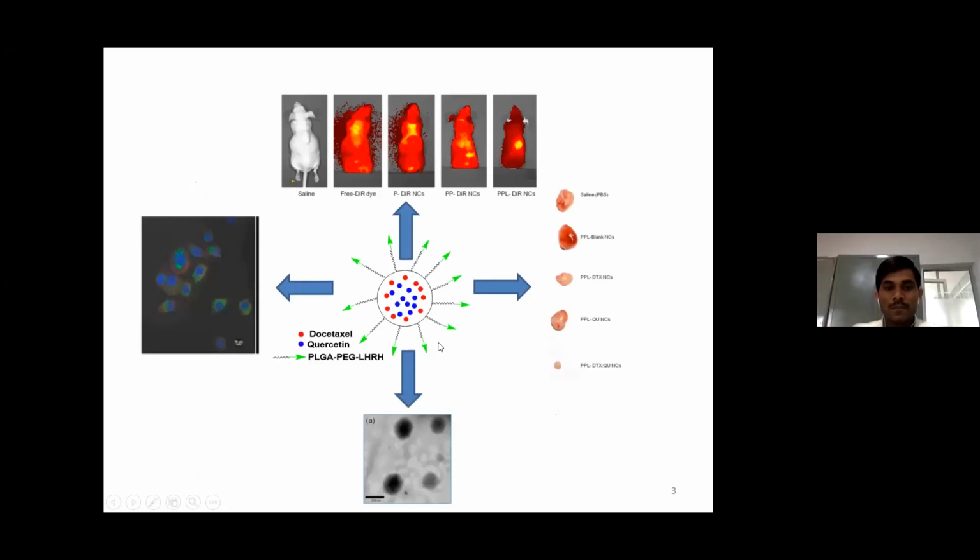In another work, LHRH conjugated PLGA-PEG matrix is formed, and this matrix is used for formulation of nanocapsule, which is loaded with docetaxel and quercetin, and which again was characterized for different in vivo and in vitro studies as a proof of concept for PC3 induced prostate cancer in the animal model.